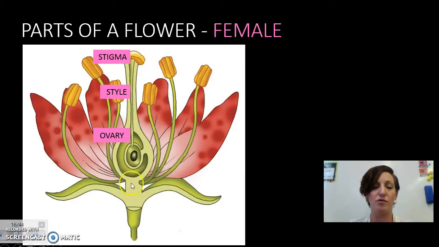And then we have the ovary, which is this bulby area down the bottom, and inside the ovary you'll find an ovule. Now some flowers have only got one ovule, and some flowers might have many ovules. And all of those bits, the stigma, the style, the ovary and ovule, they all make up the pistil, which is the name for all the female parts of the flower.